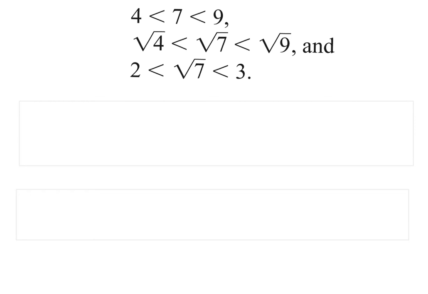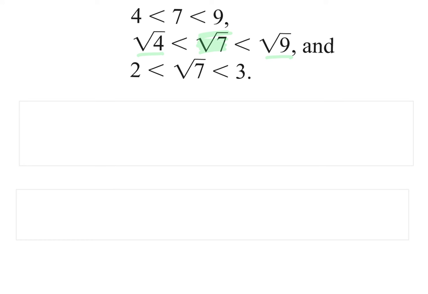So logically here, 4 is less than 7, which is less than 9. Why do they tell me that? Because what we're trying to do here is estimate the square root of 7. Square root of 7 doesn't have a perfect root, right? But 4 and 9 do. So 4 has a perfect root and 9 has a perfect root.